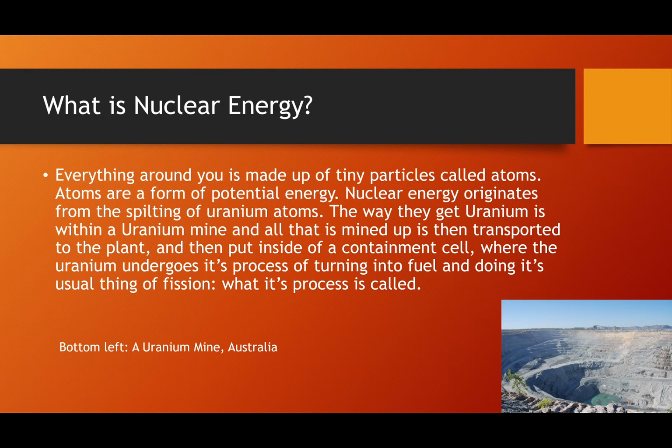What is nuclear energy? Everything around you is made up of tiny particles called atoms. Atoms are a form of potential energy. Nuclear energy originates from the splitting of uranium atoms. The way they get uranium is within a uranium mine, and all that is mined up is then transported to the plant and then put inside of a containment cell where the uranium undergoes its process of turning into fuel and doing its usual thing of fission, what its process is called. And at the bottom left is an example of the mine where uranium is often mined at. It is in Australia.